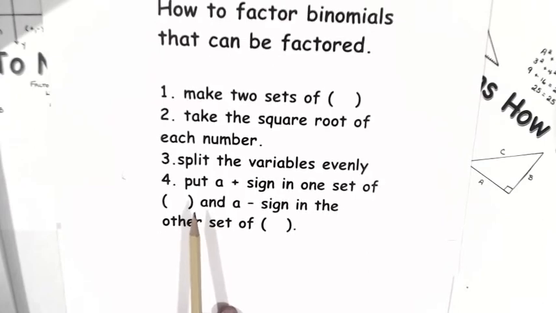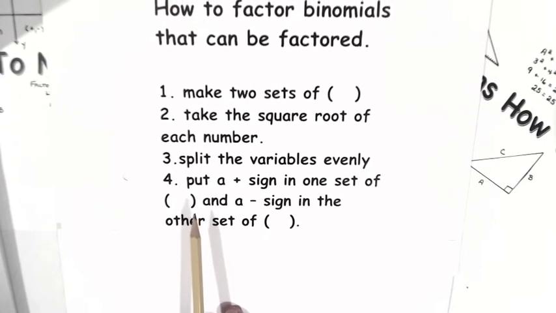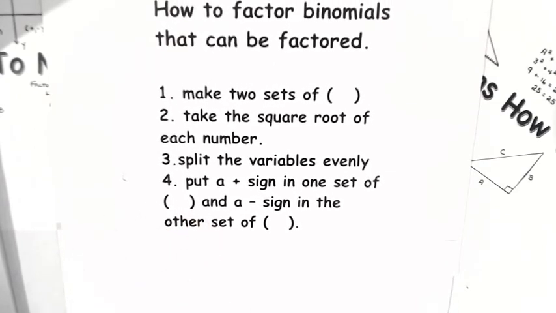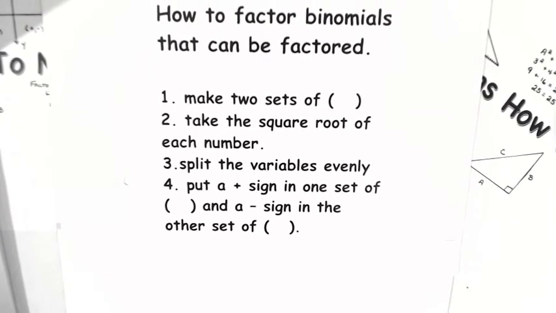Once you do that, you're going to put a plus sign in one and a minus sign in the other set of parentheses. So these are our rules. This is the procedure that we're going to go through. Make two sets of parentheses, take the square root of each number, split the variables up evenly, put a plus sign in one, a minus sign in the other. Next, we're going to apply this procedure to an example.